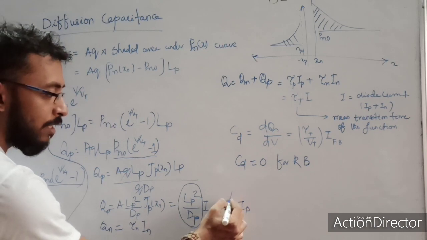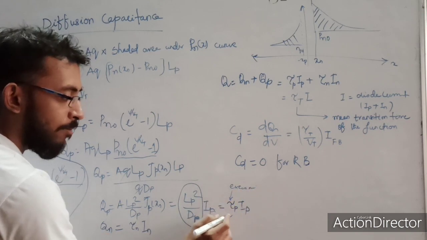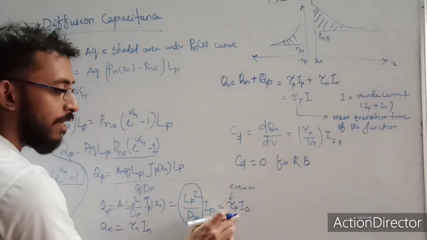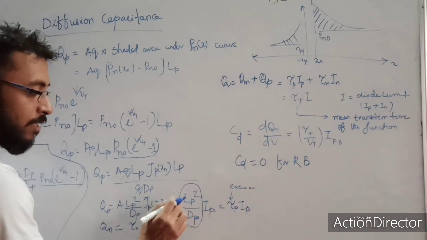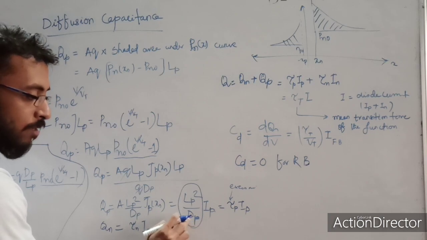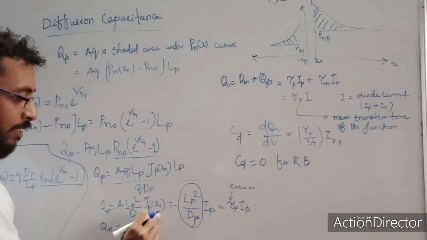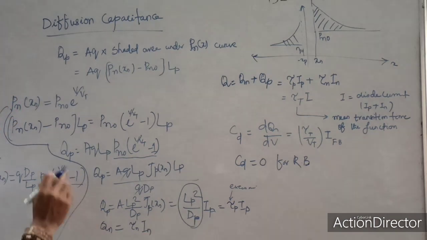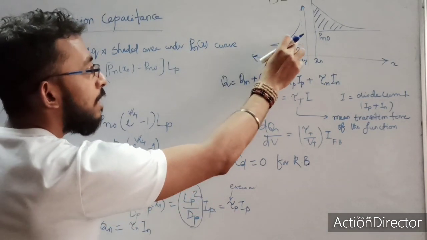As I told before, what is tau? It is the excess minority charge carrier lifetime: for how long these holes penetrate through this N side and recombine with the electrons, till that time. So that is the lifetime. It is represented by Lp square, the diffusion length for holes, divided by Dp, the diffusivity of holes. So Lp square upon Dp gives me tau p, and this is multiplied with the current A into J.